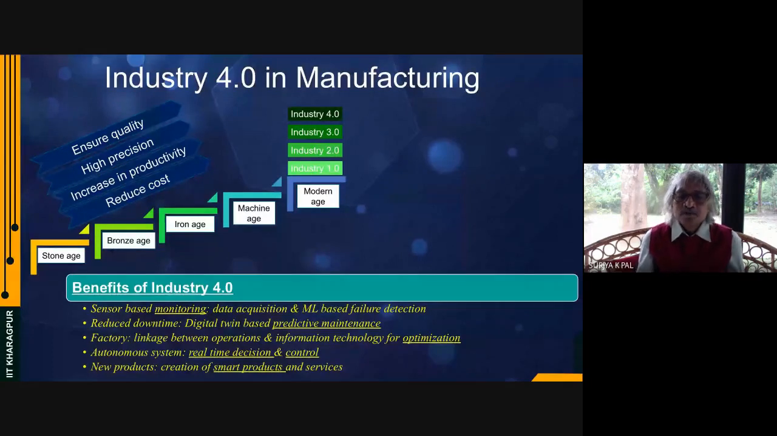Out of this data, you can also develop a model which can give you guidelines like how it is performing, whether it will perform in the same way in the next 4 hours or not, whether some anomaly is going to come up in the system or process. That could be very easily predicted. In that way, you can reduce the downtime. So real-time decision and control can be very easily done.